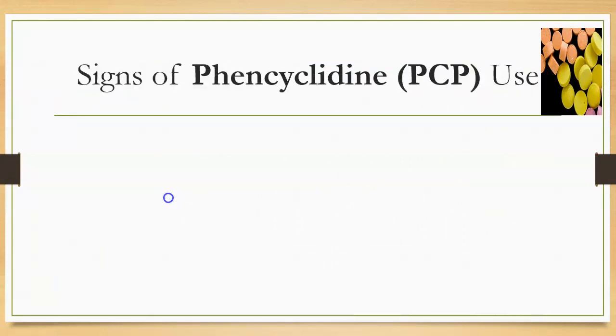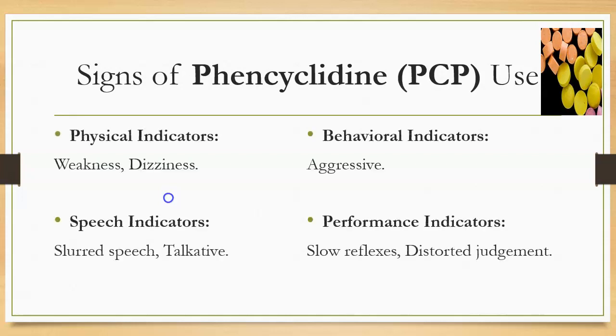Next we have PCP, phencyclidine. The physical indicators would be weakness and dizziness. Speech indicators would be slurred speech, very talkative. Behavioral indicators such as aggressive mood, quick mood changes, behavior along those lines. And performance indicators in the employee would be slow reflexes and distorted judgment.